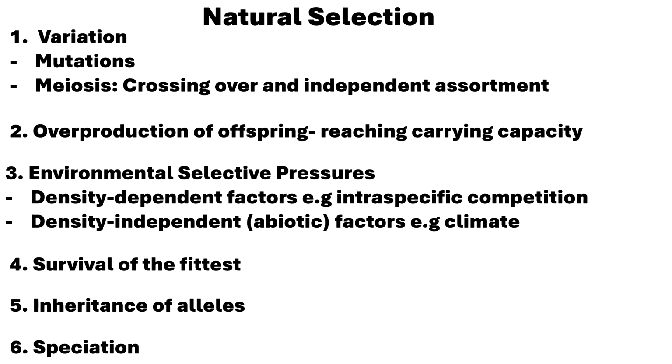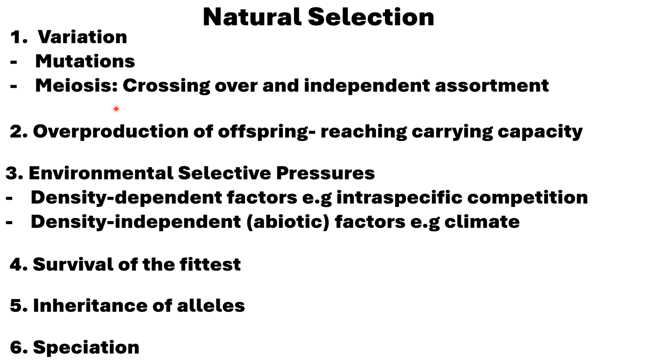Natural selection involves the following. If you get a long question, maybe a 7-mark question on natural selection, these are all the steps. First step, there's going to be variation within a population. This is caused by mutations or changes in DNA and the crossing over and independent assortment in meiosis.